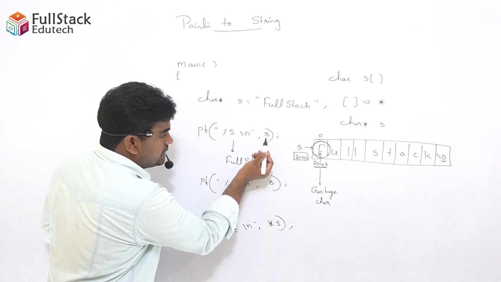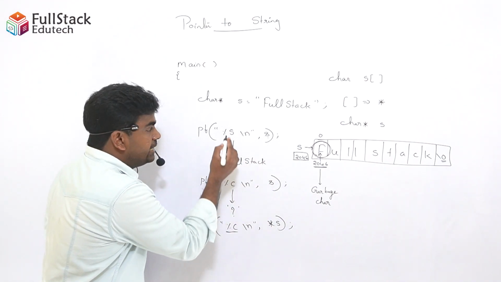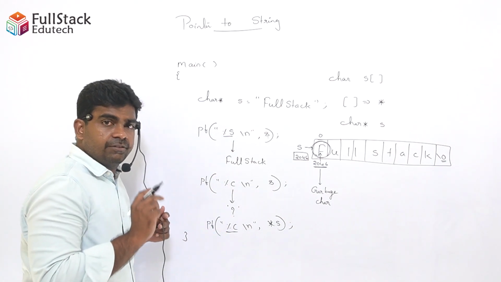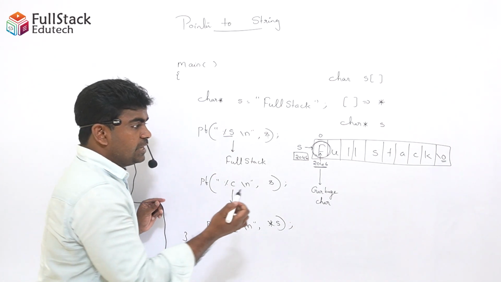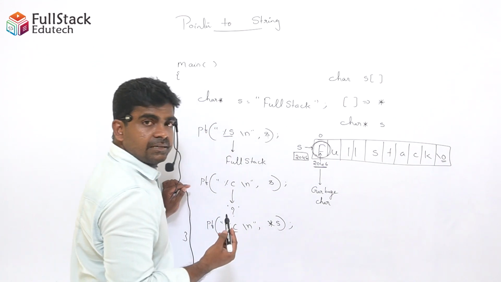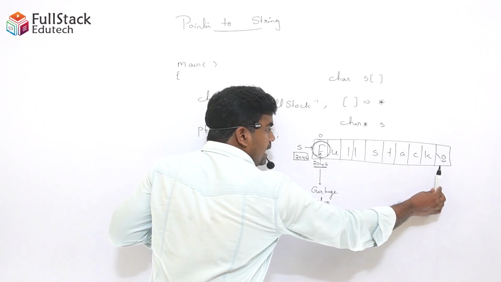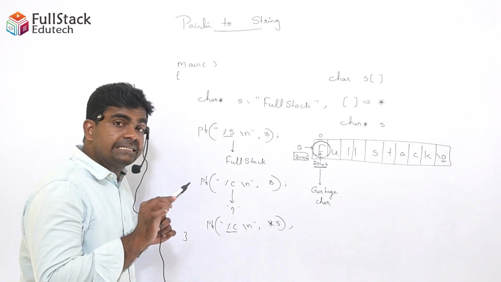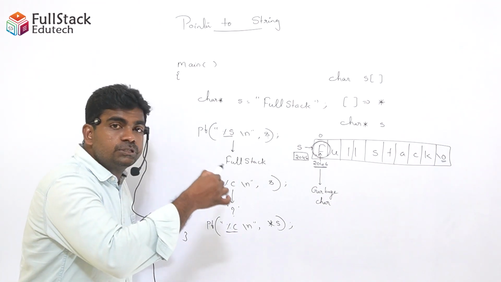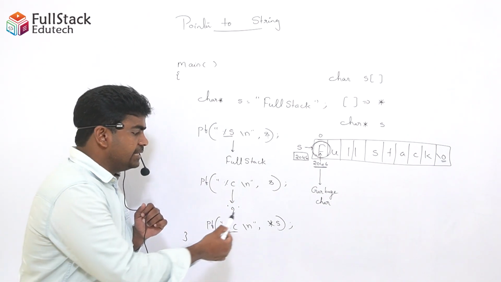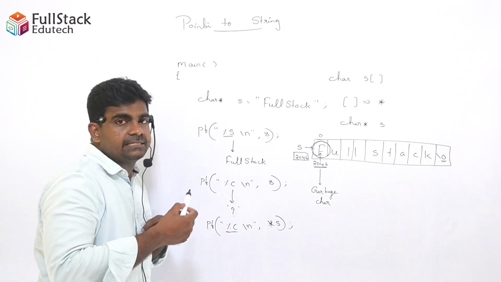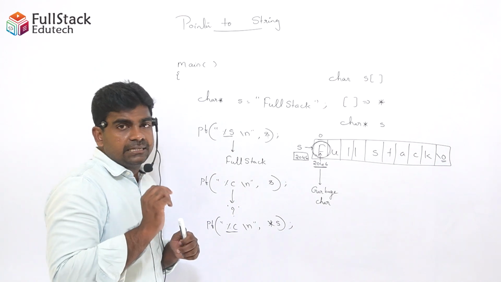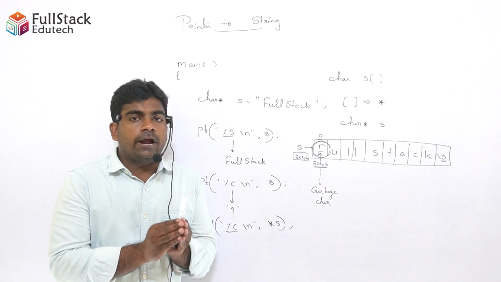Look at this, both are the same. But here we mentioned percentage s, here we mentioned percentage c. For percentage s, if you specify the base address, from the base address up to the null character, all the characters will display. But for percentage c, you have to specify the location. That location's value only will print. This is the simple way of understanding how to create a pointer to the string.